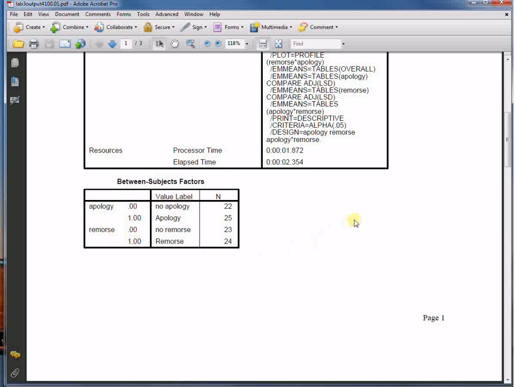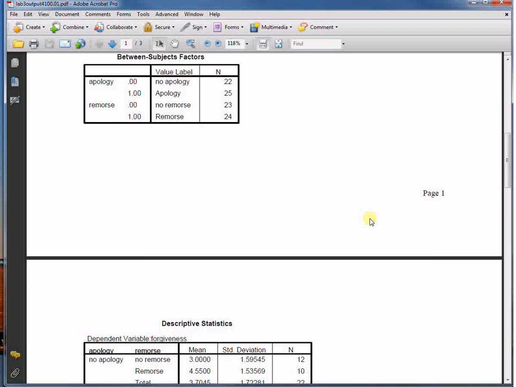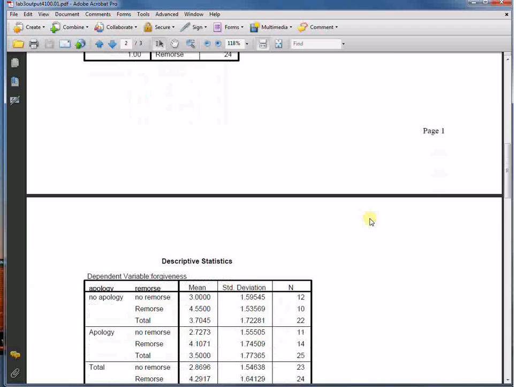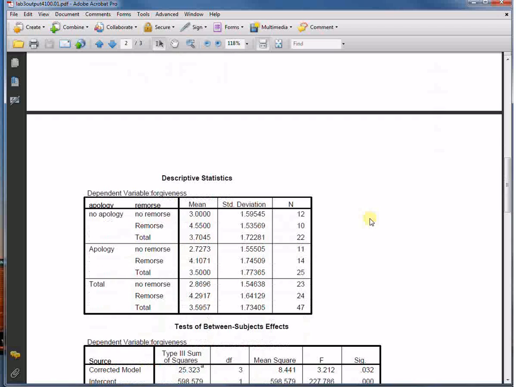Recall for lab number 3, people wrote about a time when someone apologized to them and was not remorseful, or apologized to them and was remorseful, or they wrote about a time when they did not apologize and they were remorseful, or they did not apologize and they were not remorseful. So we end up with a 2x2 factorial design with two independent variables, apology and remorse, and one dependent variable, forgiveness.